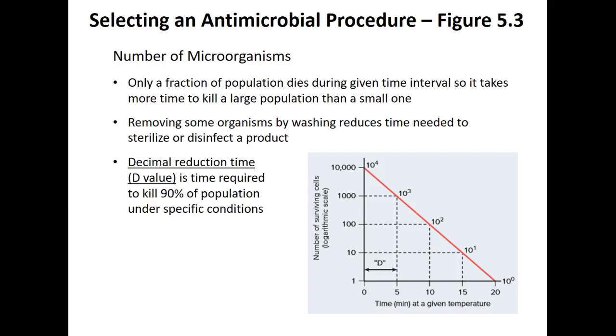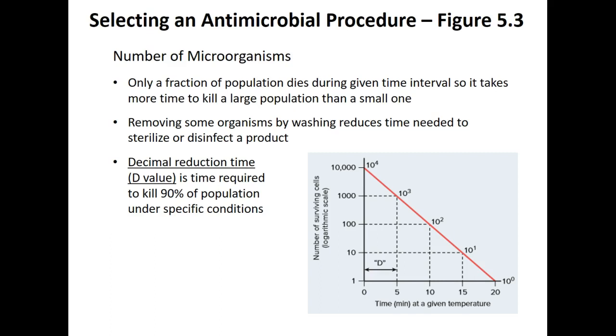There's a very simple relationship here. The greater the number of organisms at the start, the longer it will take for you to achieve any sort of control, whether that's sanitization, disinfection, or whatever the case may be. If you have a lower number of organisms to start, it will take you less time to achieve control. Once again, whatever that method of control may be, it will just always take less time.